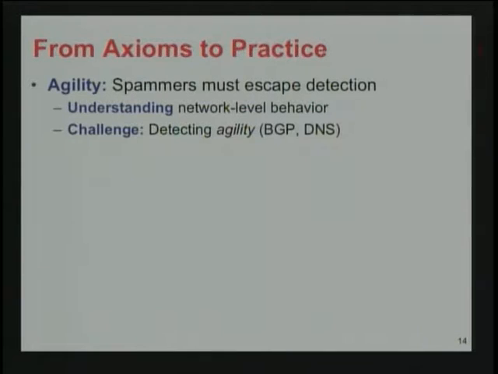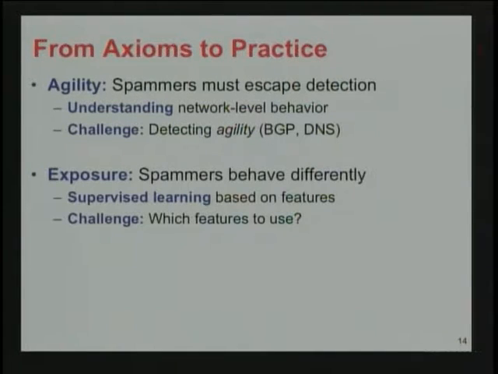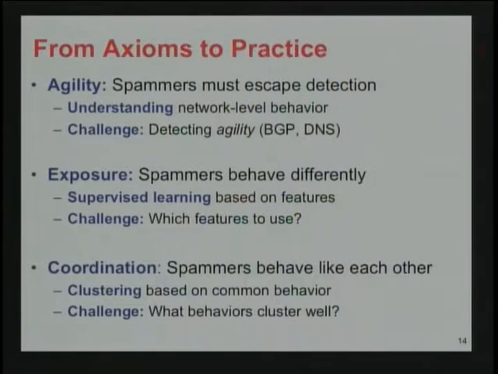So I'm going to show you just a taste of the types of things that we've worked on, building on each of these axioms. In the first, I'm going to show you some examples of agility that we saw. In the second case, I'm going to show you a couple features that we put into a supervised learning classifier that allowed us to build a spam filter based on network behavior that worked quite well. And in the third case, I'm going to show you another surprising behavior that we observed where spammers actually behave like one another, that when we applied clustering, allowed us to detect something that ordinarily we wouldn't have otherwise seen.